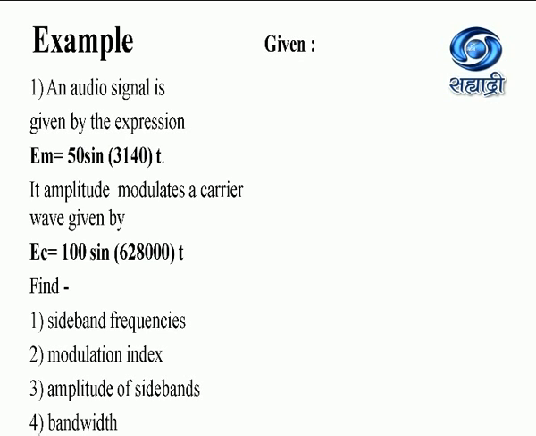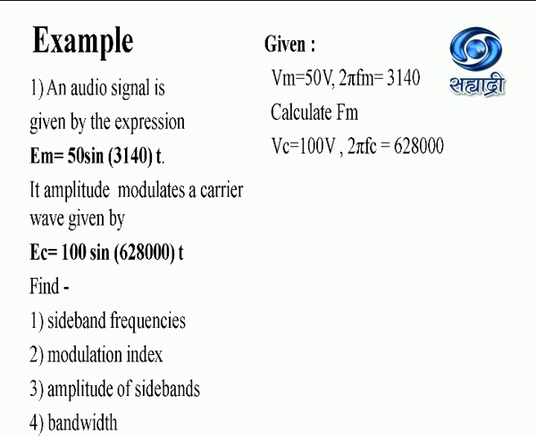So here the given value is Vm, that is 50. We have to consider the sine wave equations of EM and EC. From that equation we can conclude that Vm is 50 volt and 2 pi FM is 3140. We just have to compare this equation with the sine wave equation, EM equals Vm sine of 2 pi FM t.